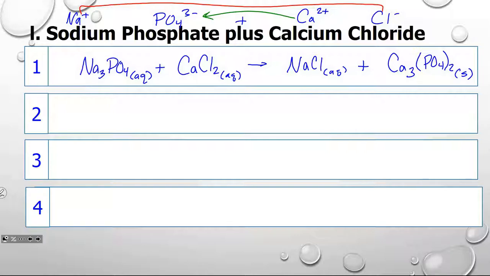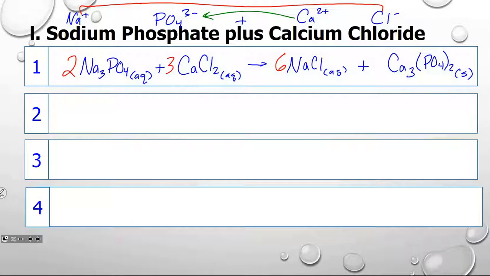So on this one we need to balance it. I'm looking again and I'm seeing phosphate, I need to have 2 on both sides. So in order to do that, I'm going to have to put a 2 here. And that makes 6 sodiums. So I put a 6 here. That makes 6 chlorines. So I put a 3 here. And there's my 3 calciums. Okay, so if a group hangs together the same on both sides, you can use them like an element.